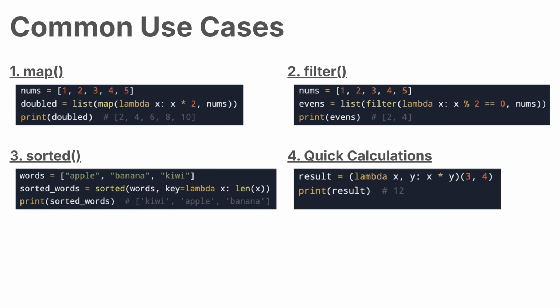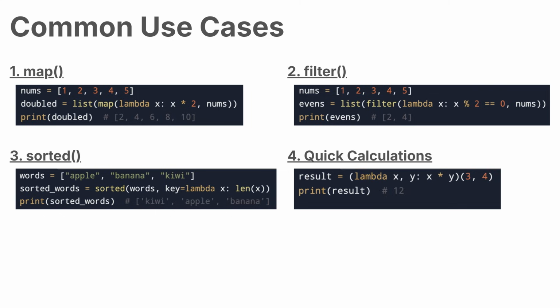Next to it, you can see filter. This one selects only the items that match a certain condition. The Lambda function checks if a number is even, so the result is a new list that includes only those even numbers. Moving to the bottom left, you'll see sorted. This example shows how a Lambda can define custom sorting rules. Instead of sorting alphabetically, the Lambda function sorts the words by their length, from the shortest to the longest.